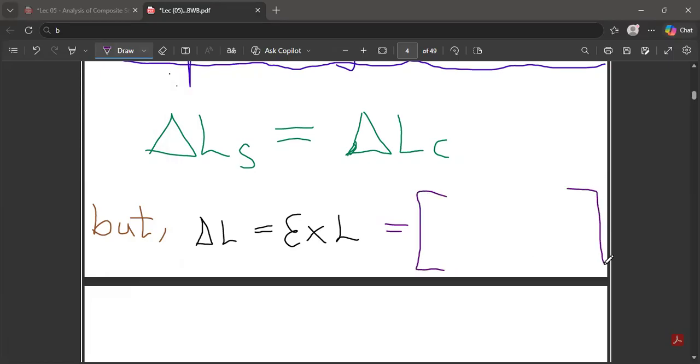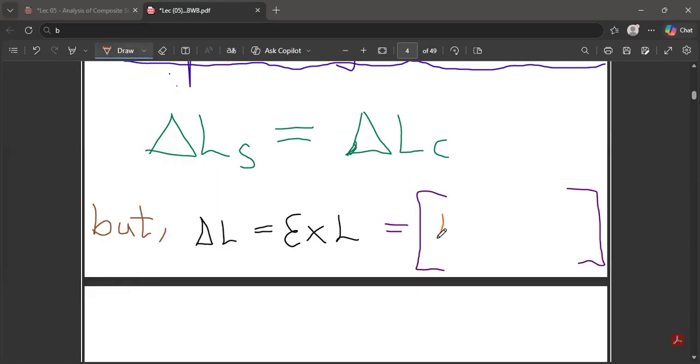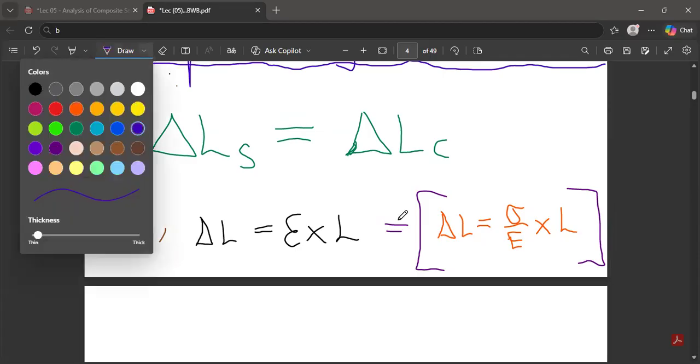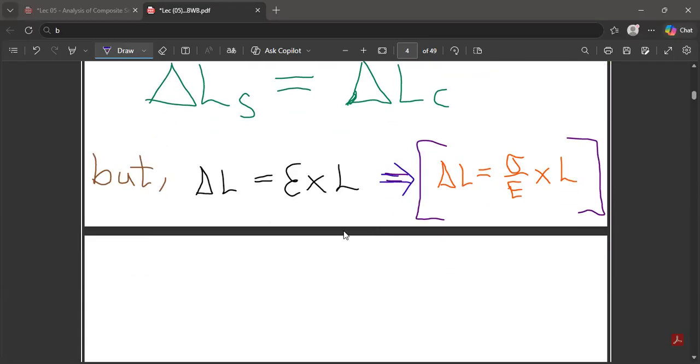Let me put it in this curved bracket over here. And at the end of the day, I'll only have to denote it. So finally, we are saying that our change in length is going to be equal to stress over elasticity times the length. As simple as ABC.